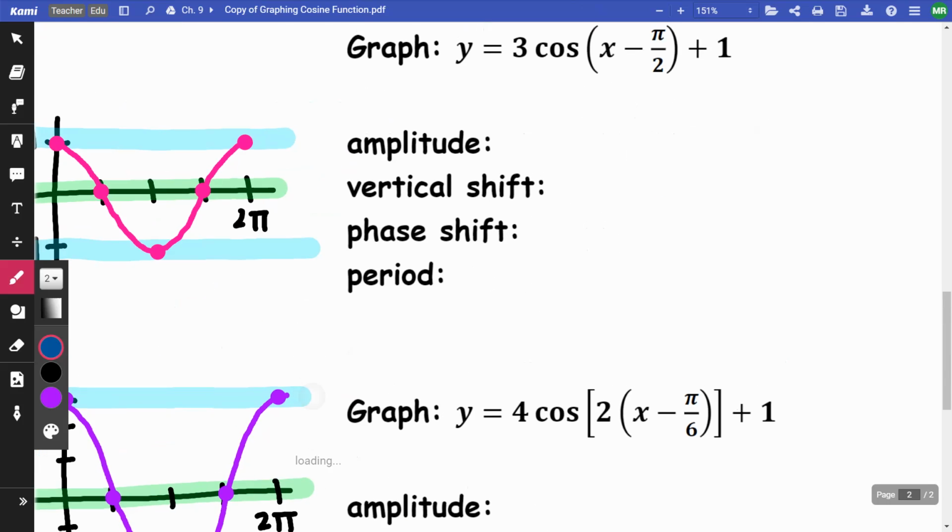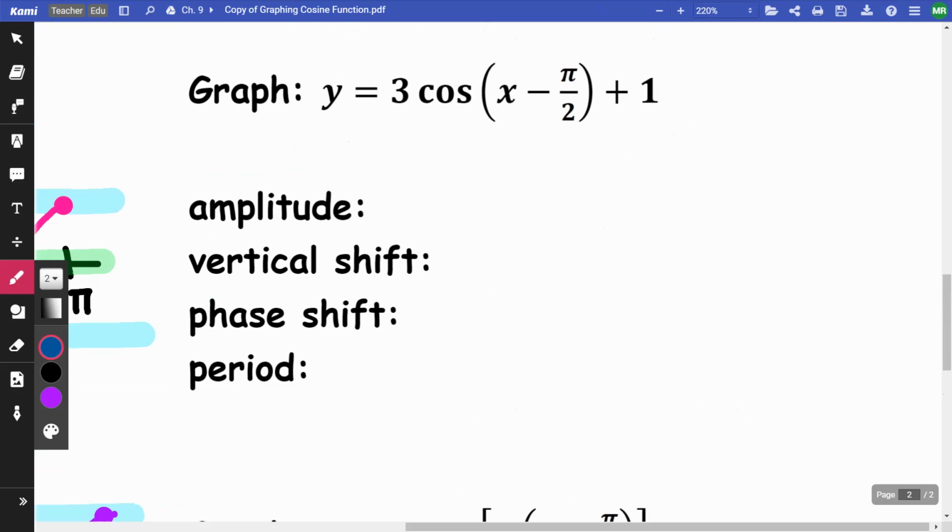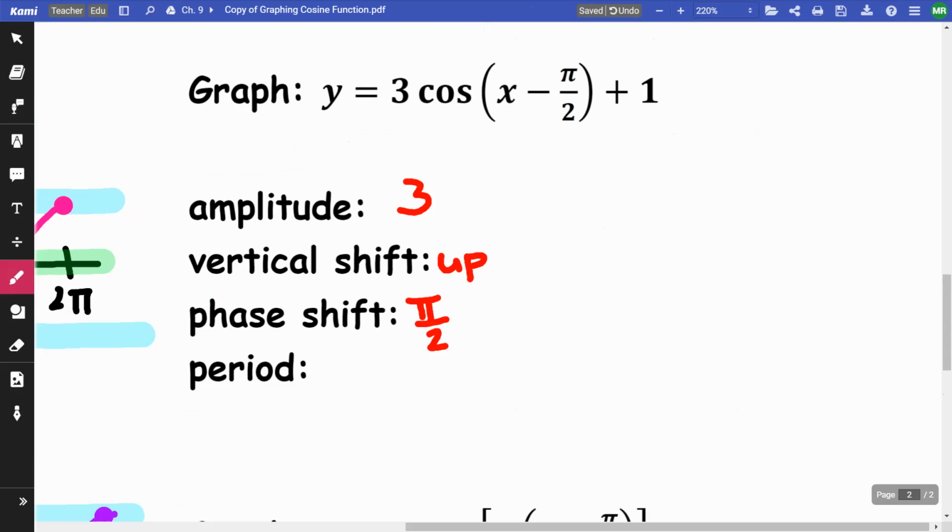So on the next one, if I'm going to be graphing this one, my amplitude is a 3. My vertical shift is up 1 because of the +1. My phase shift is going to be right pi halves. I'm going to be starting at pi halves. And my period is still 2 pi because I have nothing going on.